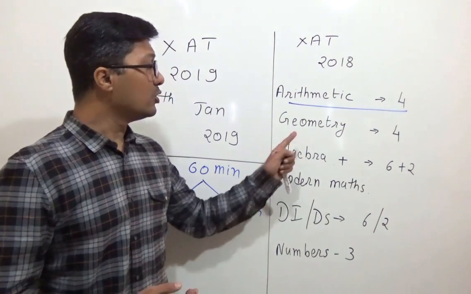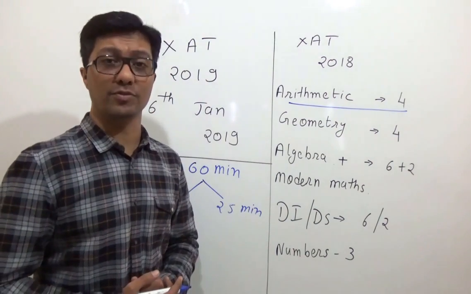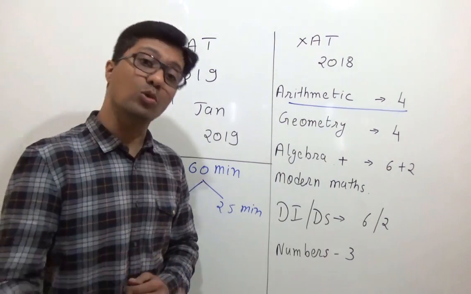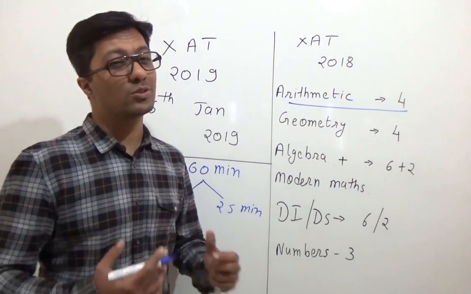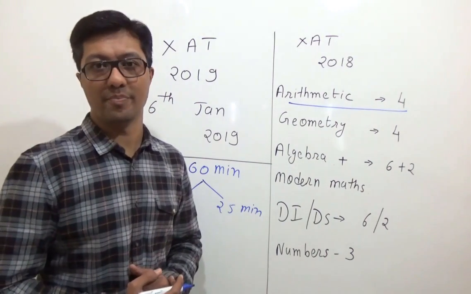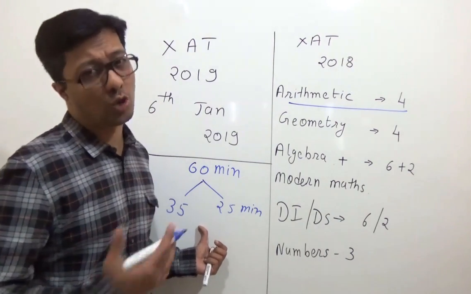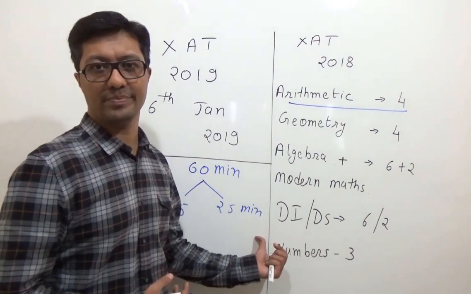So, geometry and algebra have had a lot of questions in the past few years, so you need to concentrate a lot on them. Out of that, some algebra questions are straightforward. There is not much twist present in them. So you should target them in the first 35 minutes. Geometry questions should be kept for the last 25 minutes.